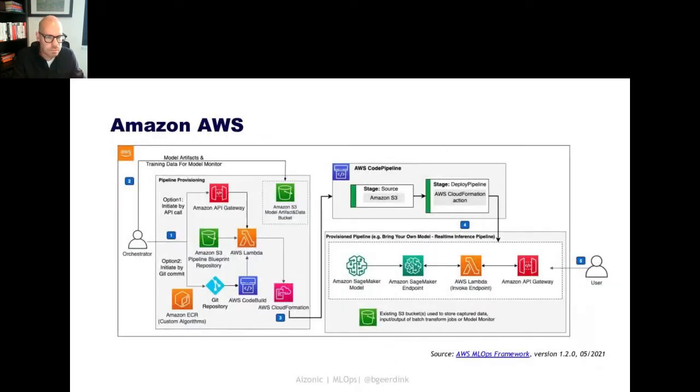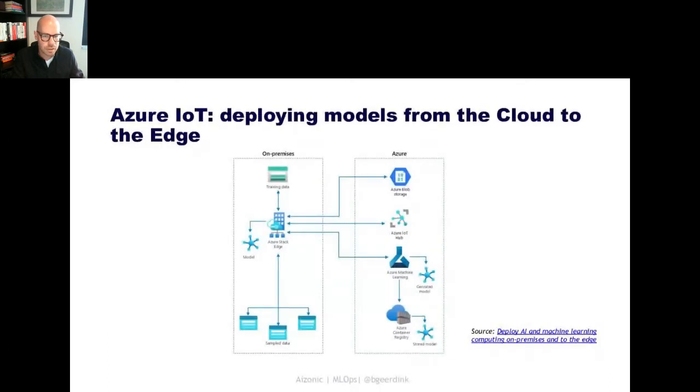Same goes for Amazon, exactly the same kind of patterns, but again with the Amazon tools, and Azure has the same kind of architectures. This is actually an example from Microsoft, a dedicated architecture, which I find very interesting, for the Internet of Things, for deploying models to your edge devices. So those are not the cloud-based tools, but microcomputers, Raspberry Pi kind of devices, where the model is actually being evaluated.